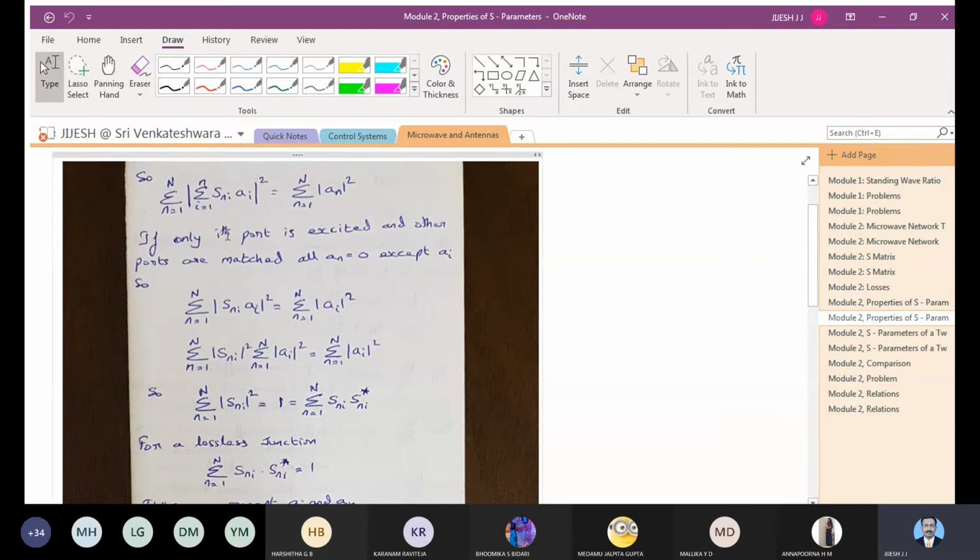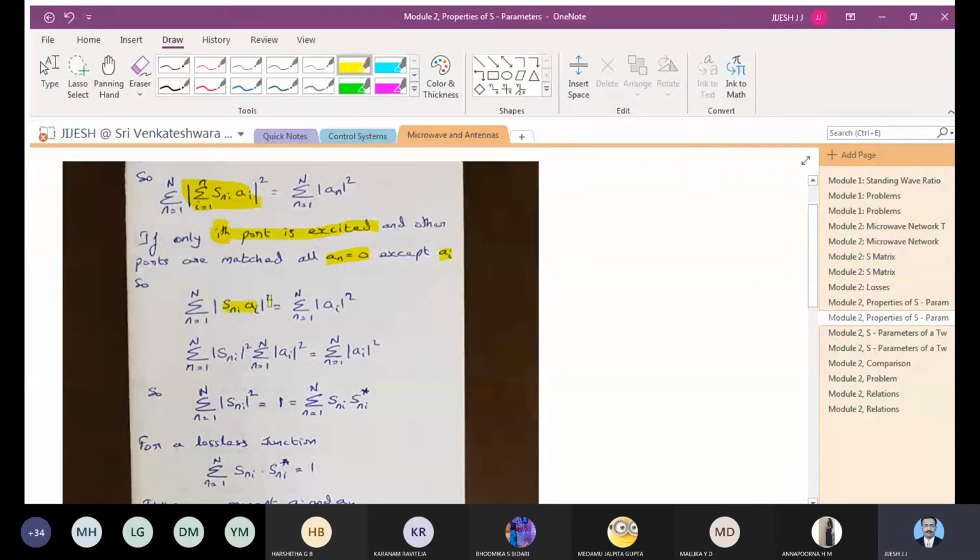Here one thing you have to understand is that the ith port is excited and the other ports are matched, so An is equal to 0. We are only bothered about the ith port, and we are taking all other ports to be 0. Except ai, all other ports we are not worried about. So when we are only worried about the ith port and we are considering other ports to be 0, this summation does not have much meaning now, because you can just replace this summation only in terms of the ith term.